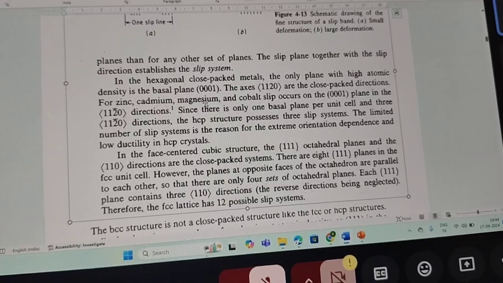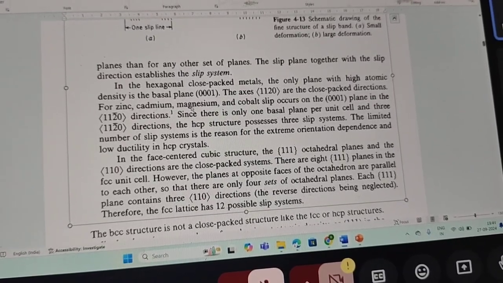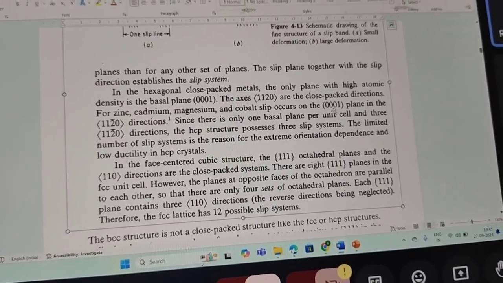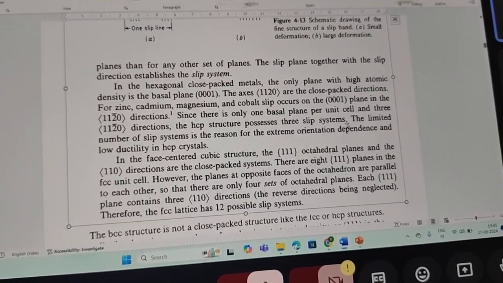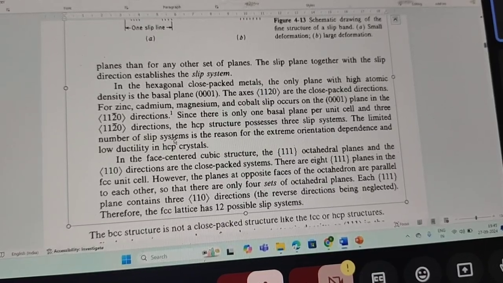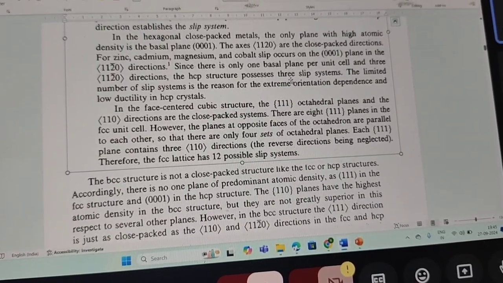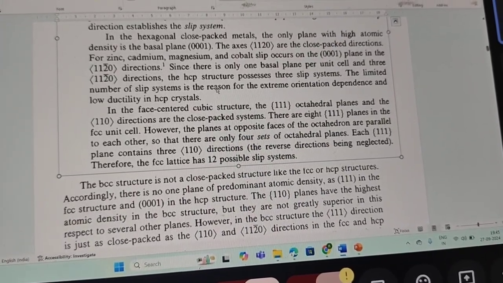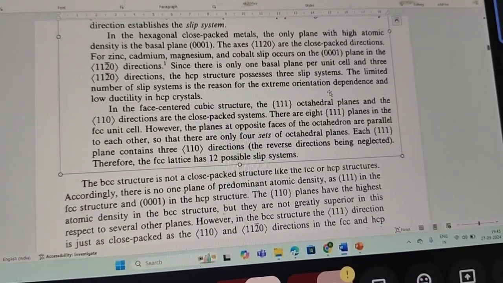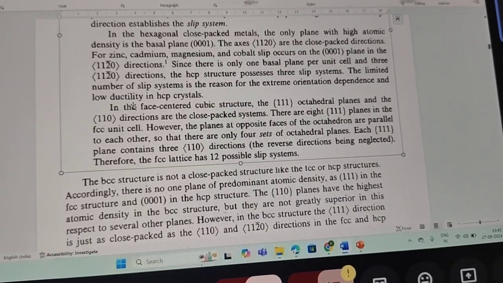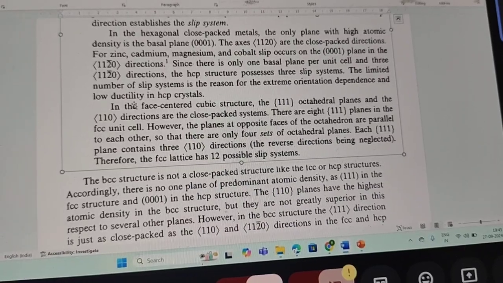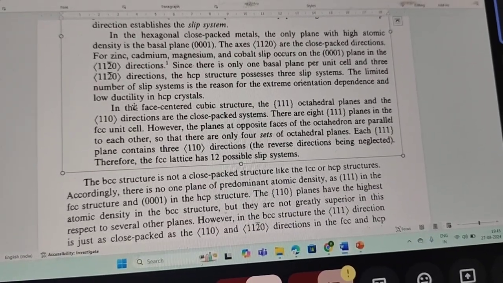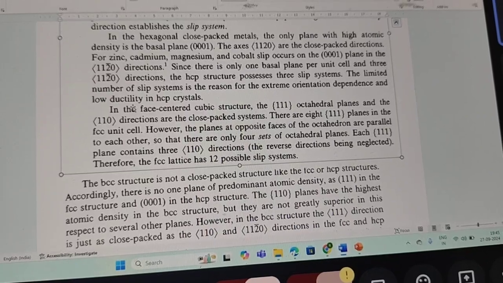So in zinc, cadmium, magnesium and cobalt, slip occurs on the 0001 plane and the 1120 direction. Since there is only one basal plane per unit cell and three directions, the HCP structure possesses only three slip systems. The limited number of slip systems is the reason for the extreme orientation dependence and low ductility in HCP metals. So you find the explanation of low ductility or low plasticity for HCP. Is it okay?